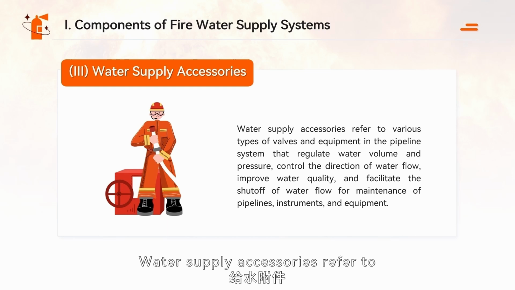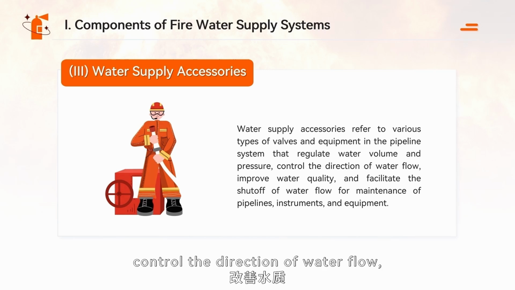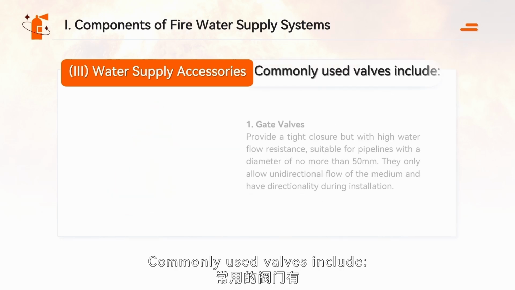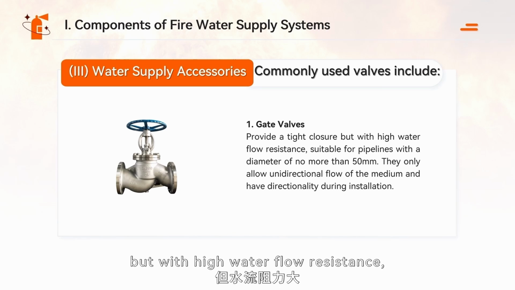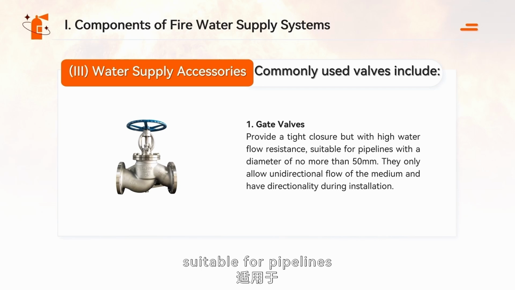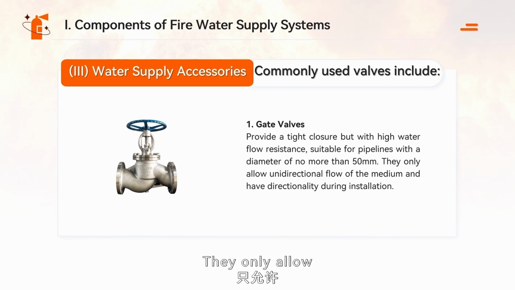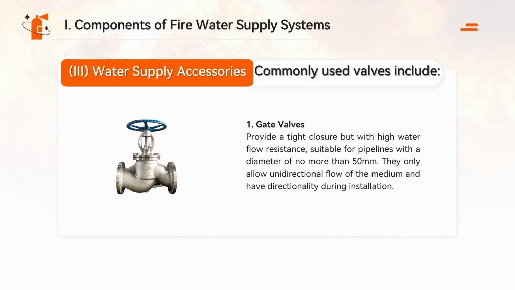3. Water supply accessories. Water supply accessories refer to various types of valves and equipment in the pipeline system that regulate water volume and pressure, control the direction of water flow, improve water quality, and facilitate the shutoff of water flow for maintenance of pipelines, instruments, and equipment. Commonly used valves include gate valves. They provide a tight closure but with high water flow resistance, suitable for pipelines with a diameter of no more than 50 millimeters. They only allow unidirectional flow of the medium and have directionality during installation.